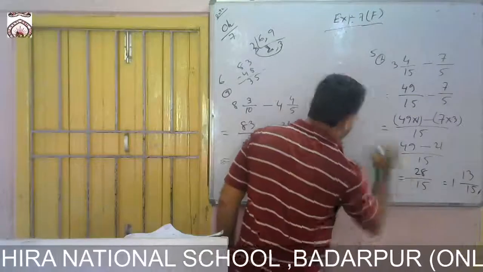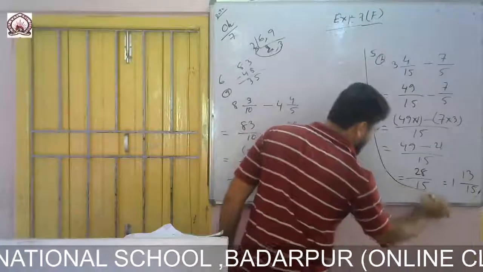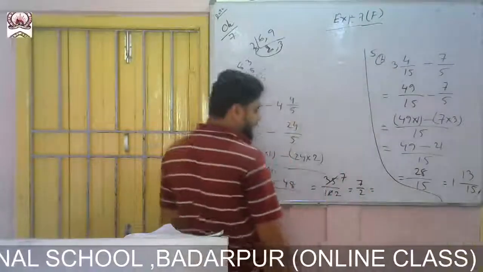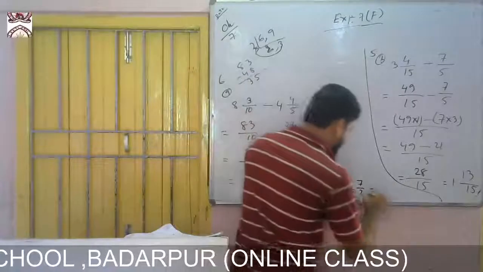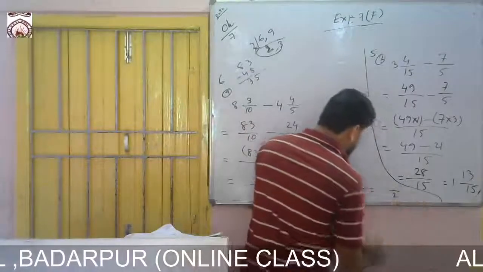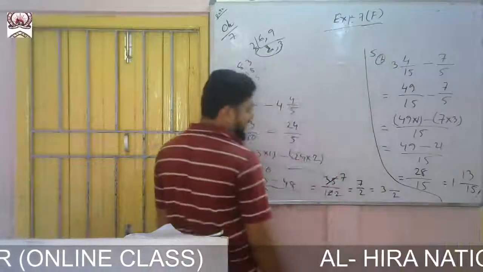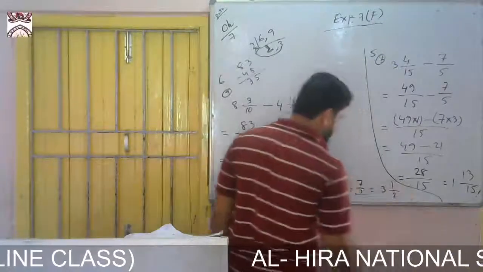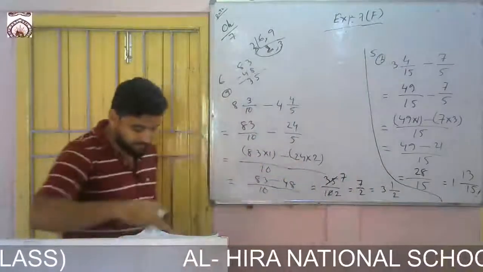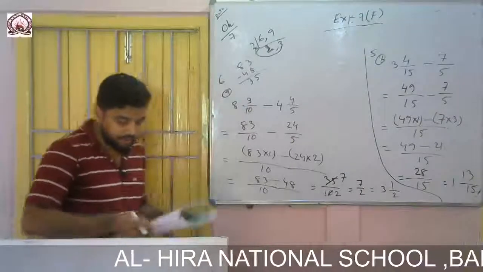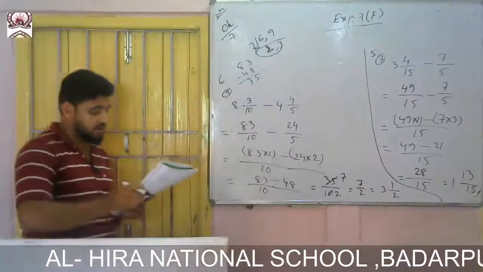So 7 by 2 I can write in mixed fraction like this. 2 3s are 6, so 3 1 by 2. 3 1 by 2 is the required answer.